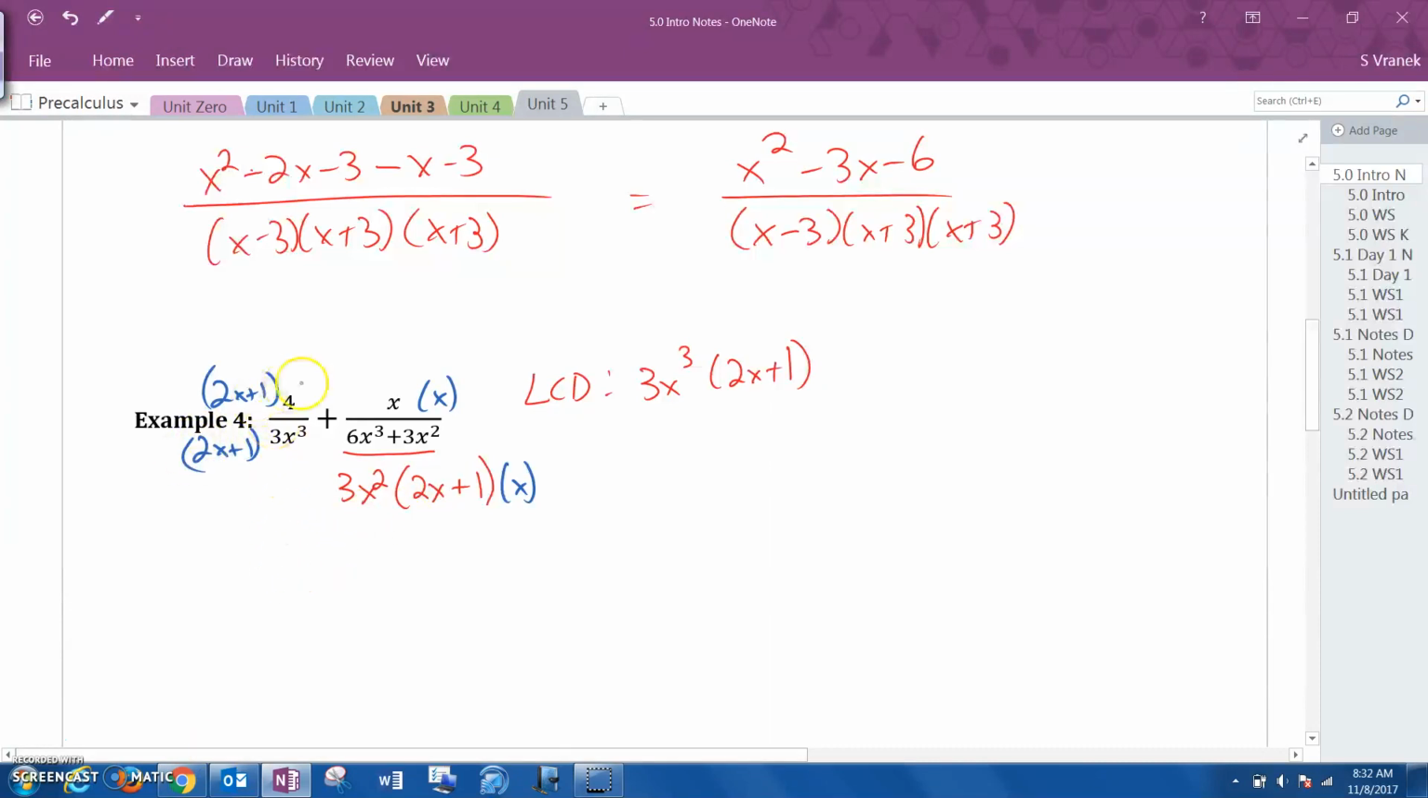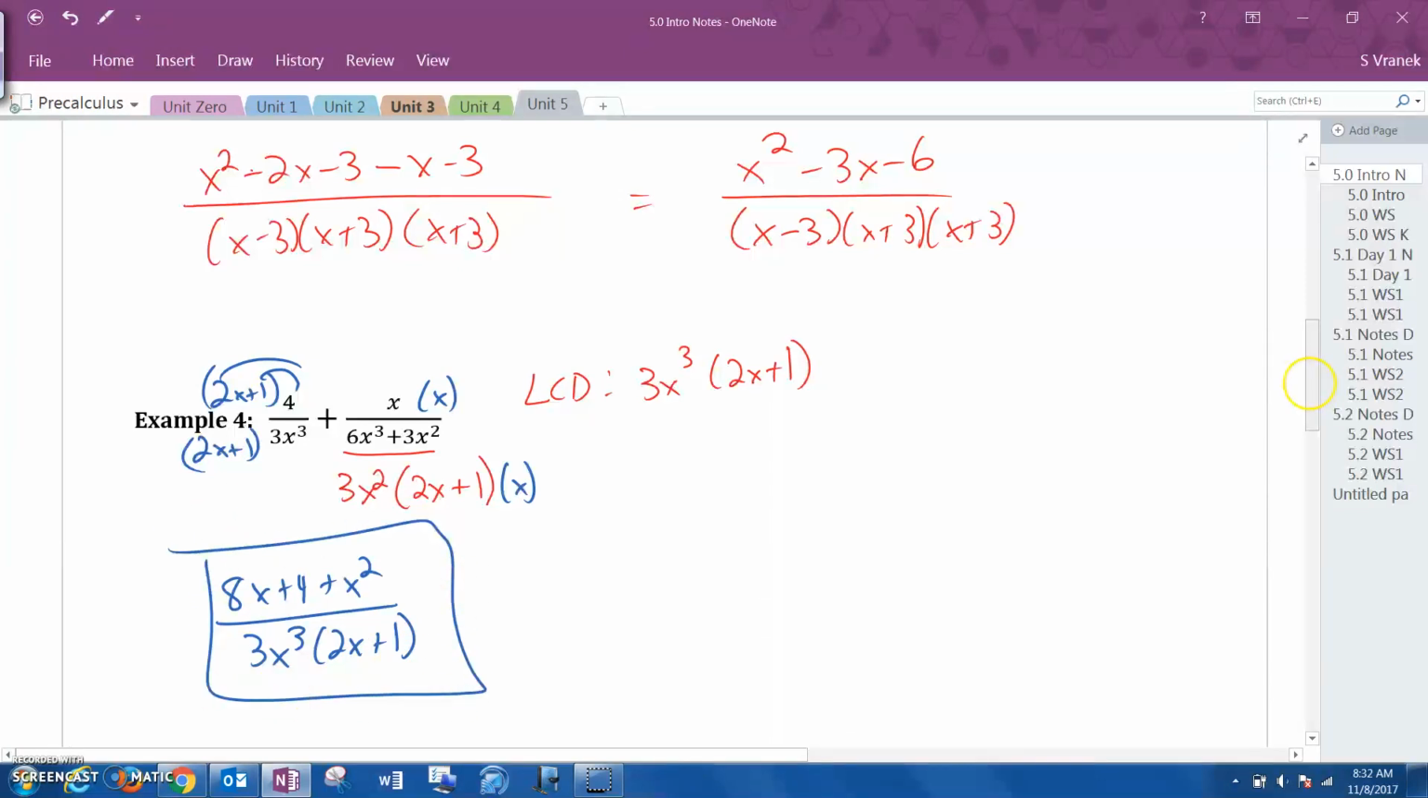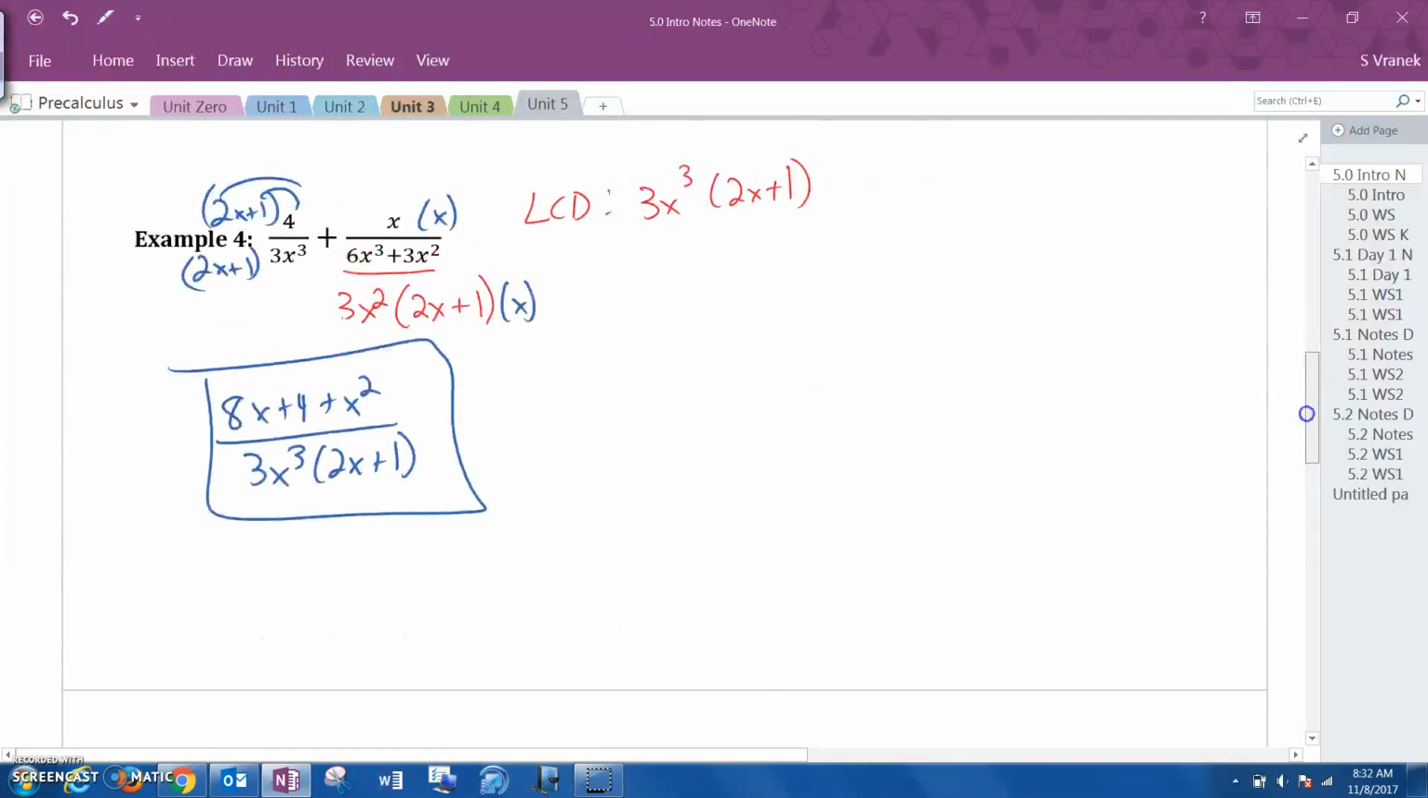So we distribute like we did for the last one. 8x plus 4 plus x squared equals our common denominator, or over our common denominator. And that's pretty much it. You can't simplify anything on top. So just make sure you write that down.